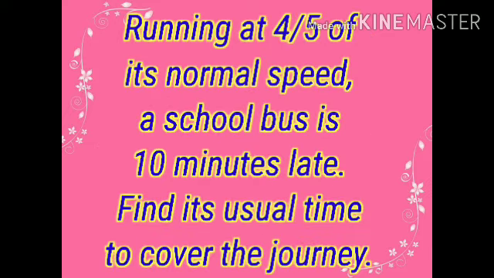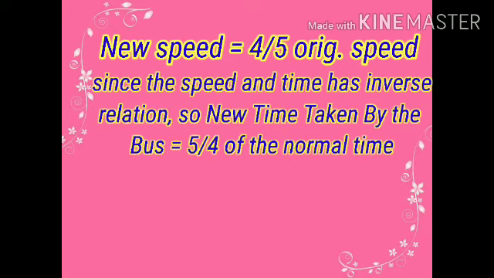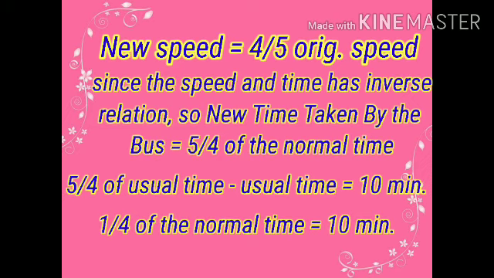Running at 4/5 of its normal speed, a school bus is 10 minutes late. Find its usual time to cover the journey. The new speed will be 4/5 of its original speed. Since speed and time have an inverse relation, the new time taken by the bus is equal to 5/4 of the normal time. So 5/4 of the usual time minus the usual time is equal to 10 minutes. 10 minutes is 1/4 of the normal time, so the normal time is 40 minutes.